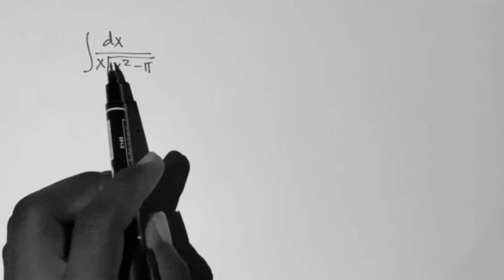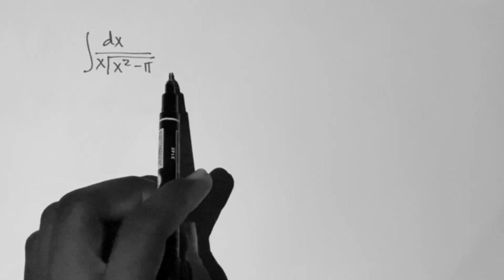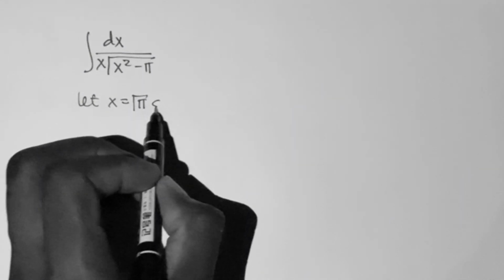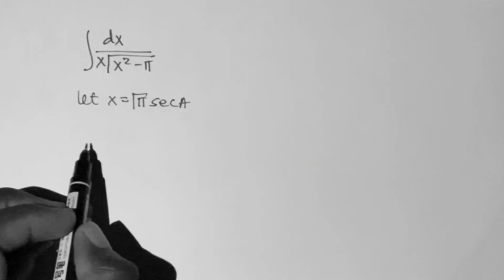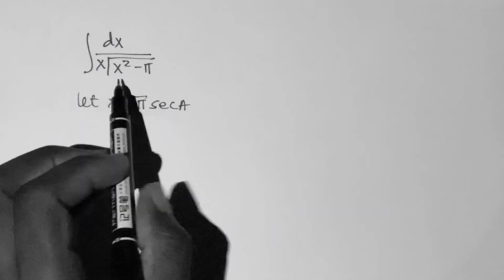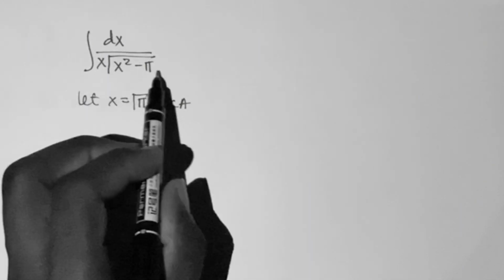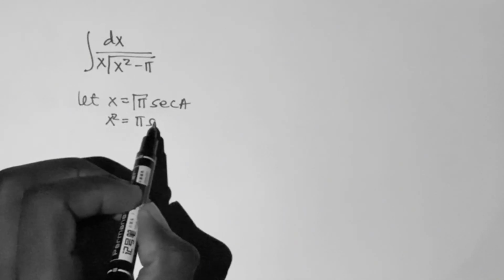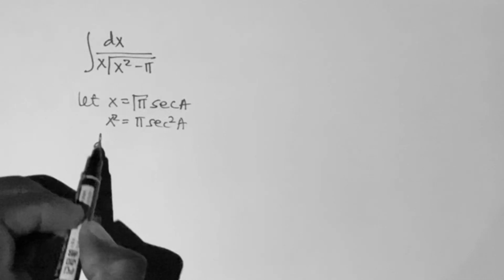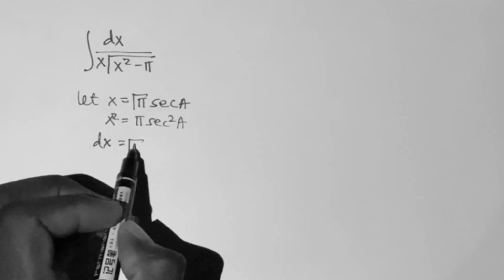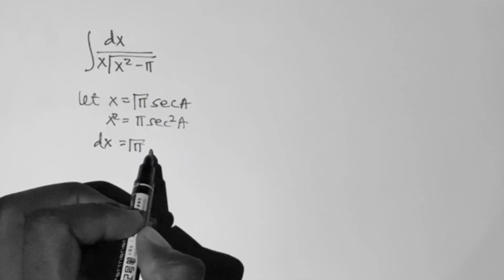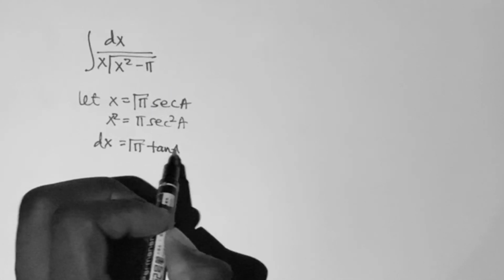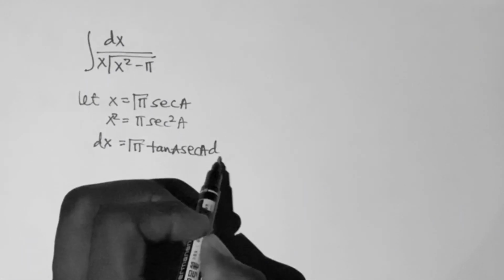So we are supposed to integrate dx divided by x root x squared minus pi. So let's let x be equal to root pi sec a. Now the reason why we are using root pi is so that when we square x, we can get pi here and factorize this pi out. So that x squared is equal to pi sec squared a. Now dx is equal to root pi, and if you differentiate sec a, you are going to get tan a sec a dA.